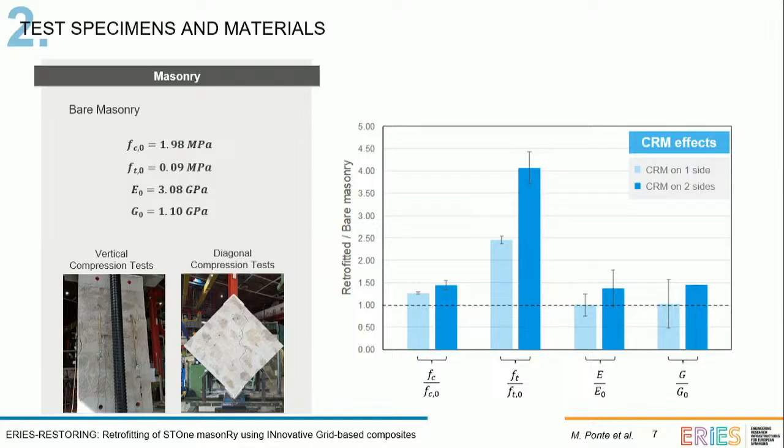Characterization tests were carried out to characterize the bare masonry under vertical compression loading and diagonal compression loading, but also with the CRM on one side and on two sides. You can see here in the graphic the main mechanical parameters that we could obtain from these tests. There was a high increase in the tensile strength, because when we applied the CRM strengthening we had a very weak masonry, and therefore the tensile strength increased a lot. The compressive strength increased just a bit less, due to the confinement of the connectors.